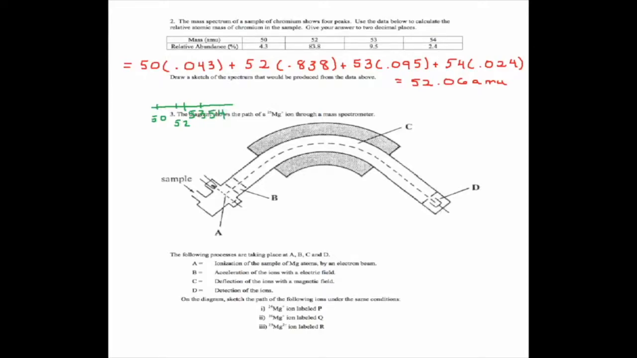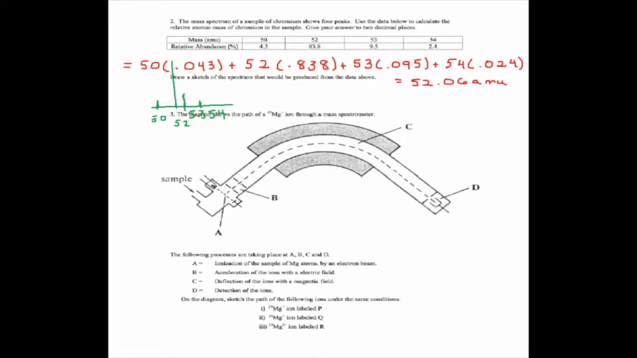Okay? And so what I'm going to do is just show peaks, and remember the peak needs to represent the relative abundance. So 4.3, I'm going to just make it like that tall, not tall at all. The 82% I'm going to make for the 52, that needs to be very tall. The 9.5 needs to be a little bit taller than the 4.3, like double the size, but still very low. And then the 2% needs to be even lower than that. Okay? And so that would be it.